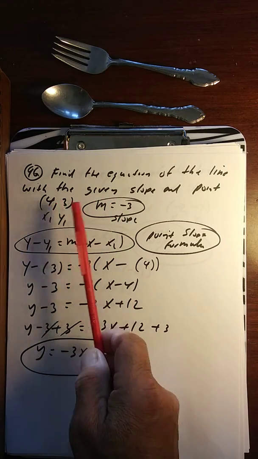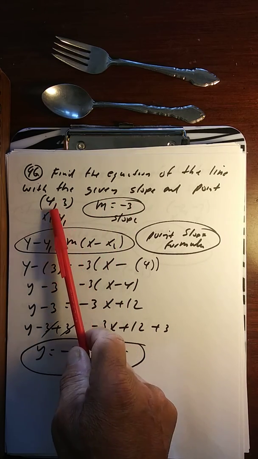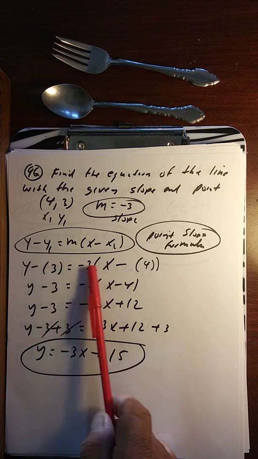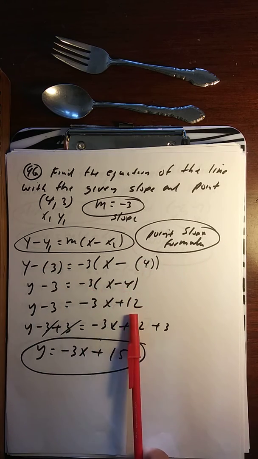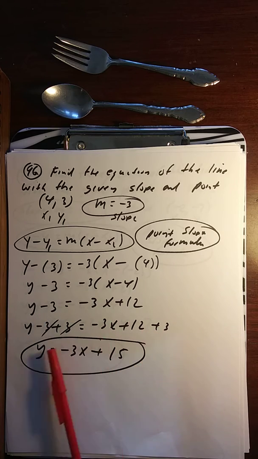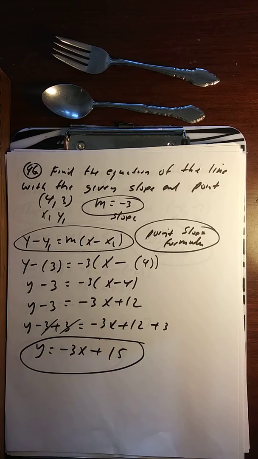Find the equation of the line with a given slope and point. There's a point, there's a slope. Put it in the formulas. So this will be x minus 4. It's going to be negative 3 times that, negative 3x. That turns out to be plus 12. Add 3, so y equals negative 3x plus 15.